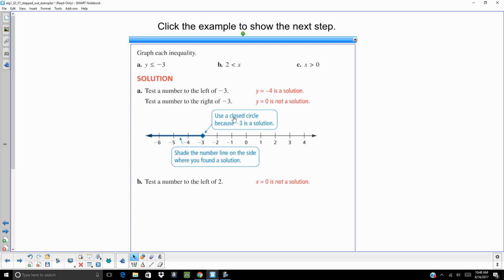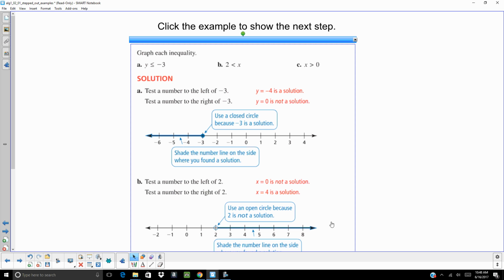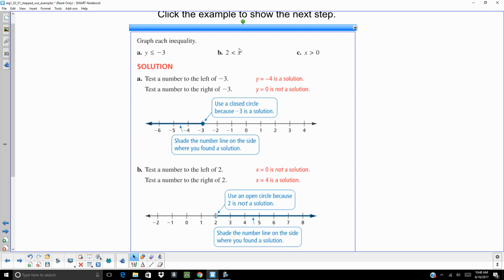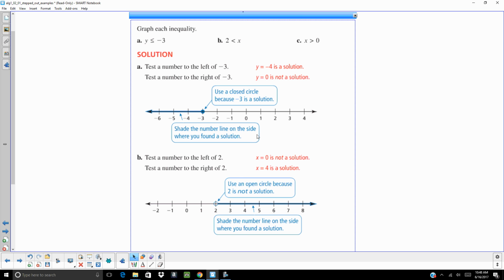So here 2 is less than x. This is one of those scenarios where the x is on the right hand side. So if you chose something to the left of that, 0 is not a solution, but to the right of that, it is a solution. So I need to be shading to the right. And I'm going to use an open dot or an open circle this time because there's no line underneath. There's no greater than or equal to. So open dot if there's no line underneath.